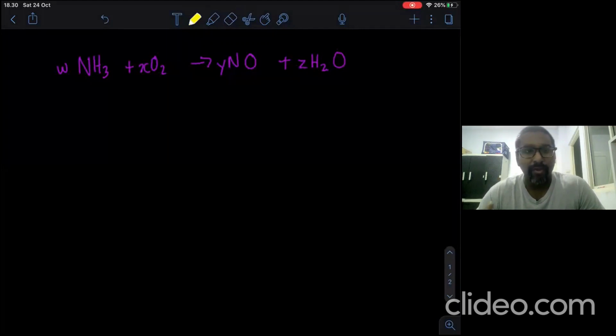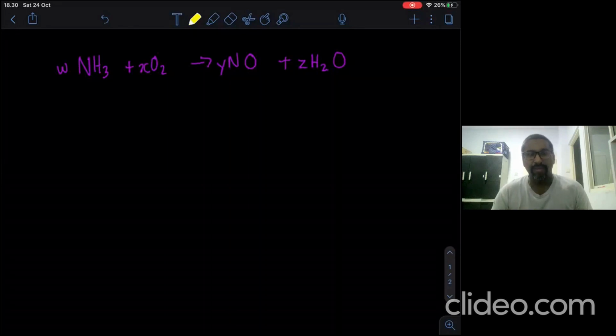Okay, so I'm going to teach you how to balance this reaction using oxidation number. Now, if you want to balance that, first you have to identify which one is reduced and which one is oxidized. In order to do that, you need to calculate the oxidation numbers. So I'm going to quickly calculate the oxidation number here.